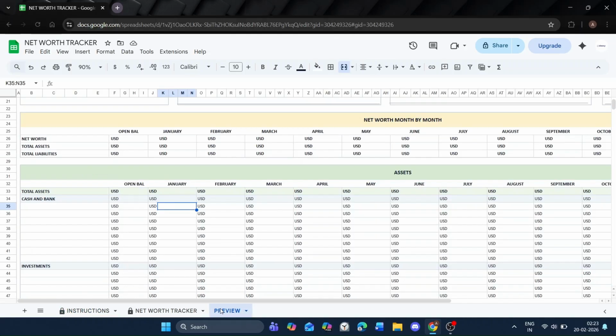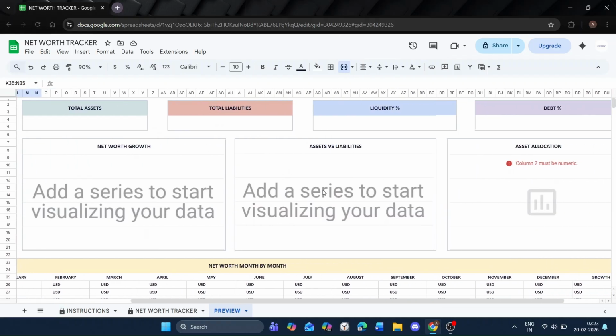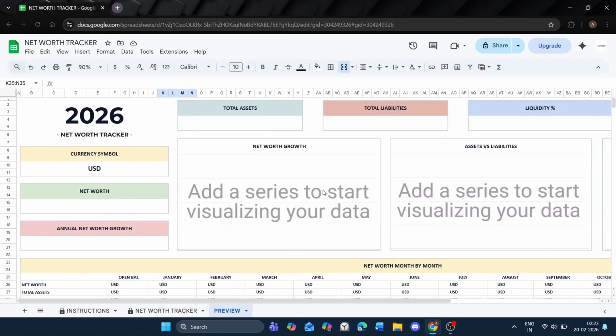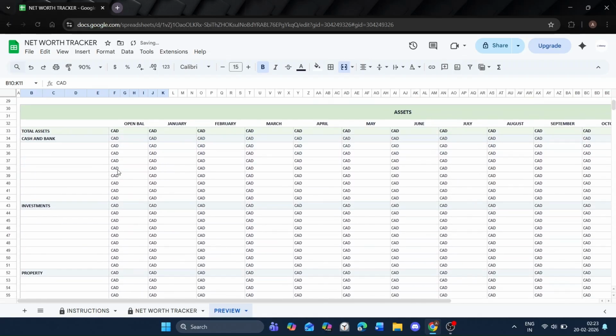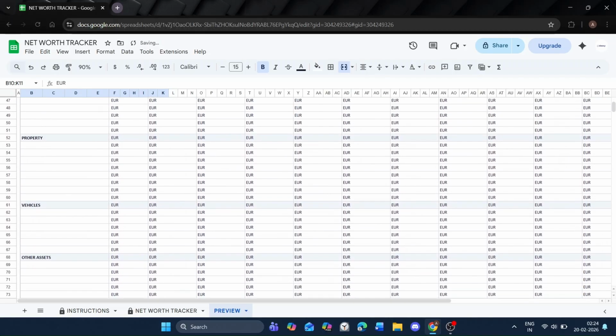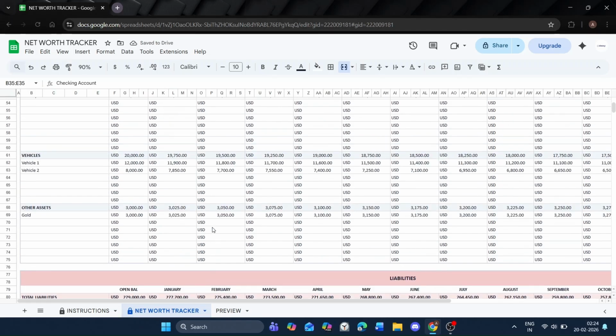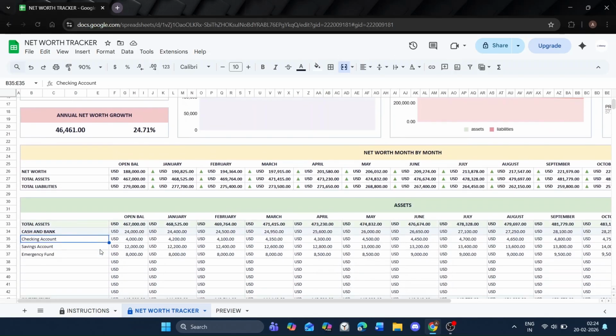This is how your net worth tracker will be once you first receive it. Then you have to enter your currency symbol. It can be USD, it can be CAD, and it will just reflect throughout the sheet. It can be anything. And this is how it will be once you fill in all the information throughout the year. So all you have to do is enter your currency symbol and then come down to assets.